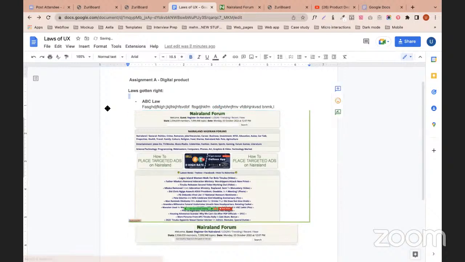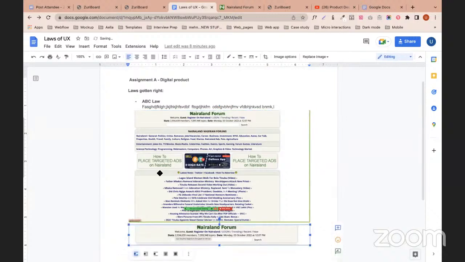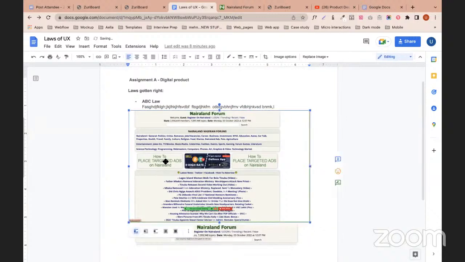So what some people in the last cohort did is that they screenshotted it. After saving the screenshot, they went to crop it. Can you see? When you can, let me go out.